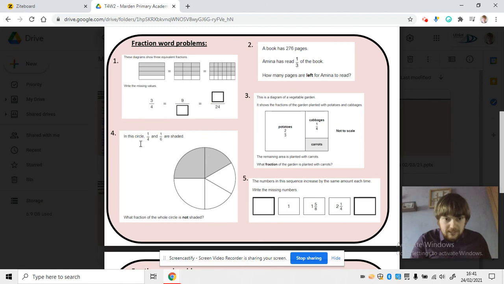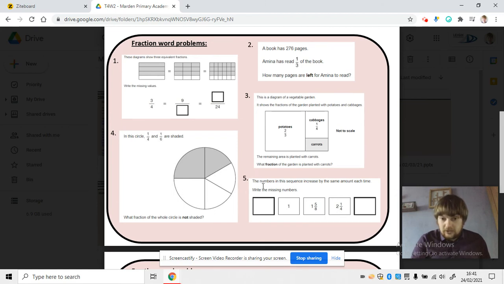Question 4, in this circle you've got 1/4 and 1/6 shaded. So what fraction of the whole circle is not shaded? The approach on this is going to be very, very similar to here. You know what 2 of the fractions are. You know the circle would represent 1 whole. Work out what's missing from there.